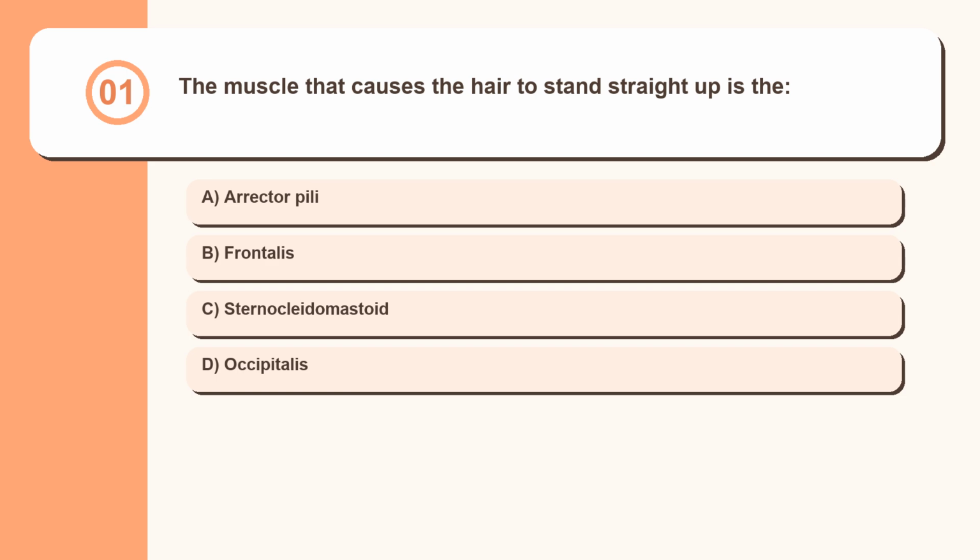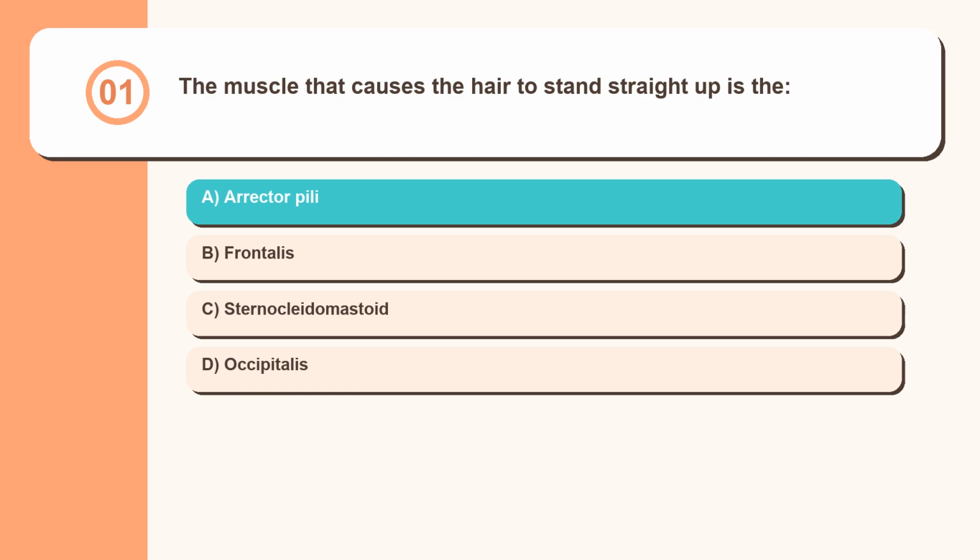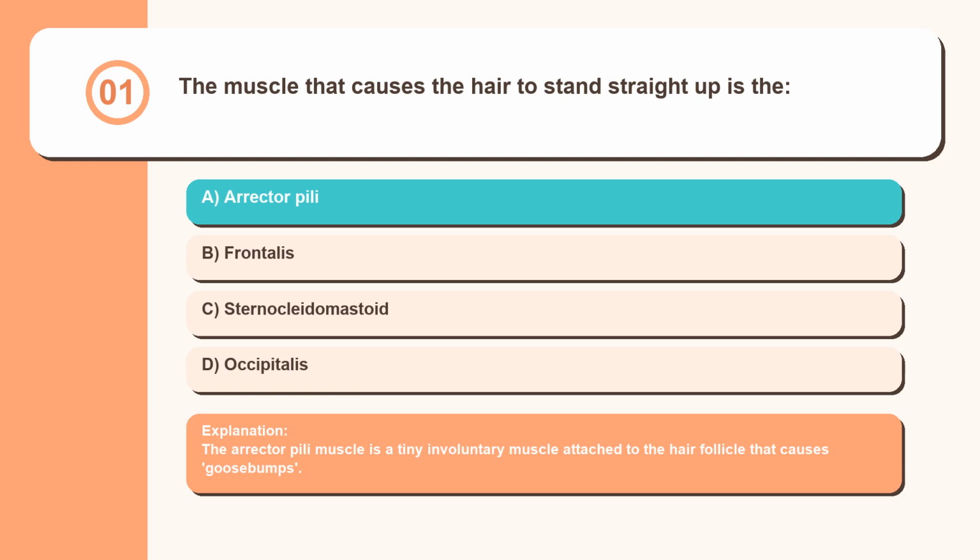Question 1. The muscle that causes the hair to stand straight up is the erector pili, frontalis, sternocleidomastoid, occipitalis. The erector pili muscle is a tiny involuntary muscle attached to the hair follicle that causes goosebumps.